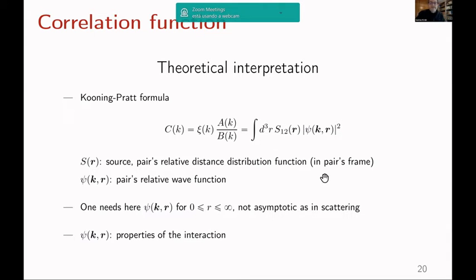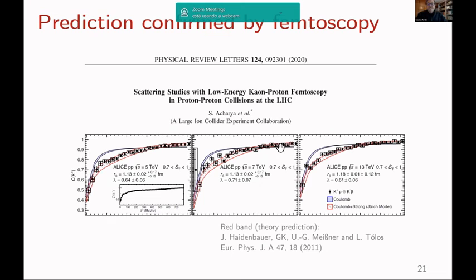Okay, so this is the linkage. You have here the experimental measurement, and here is your theoretical model. And here, of course, is also an issue: what source are you going to use? But this is just to say that it's not complete fantasy.